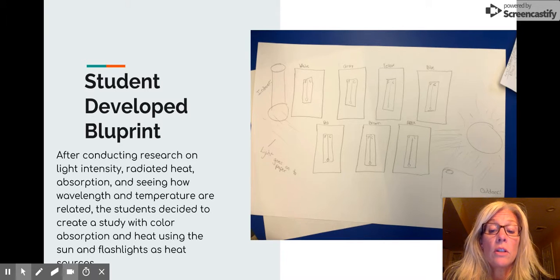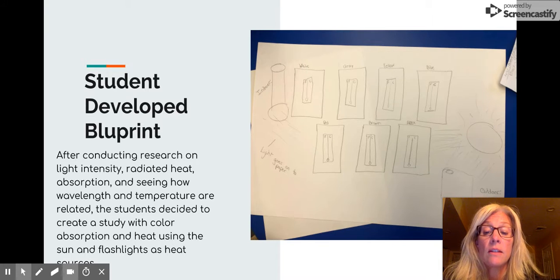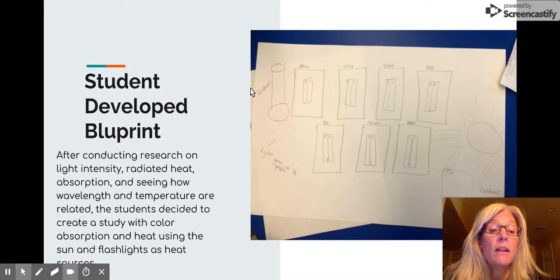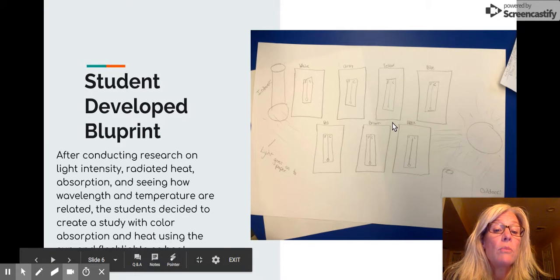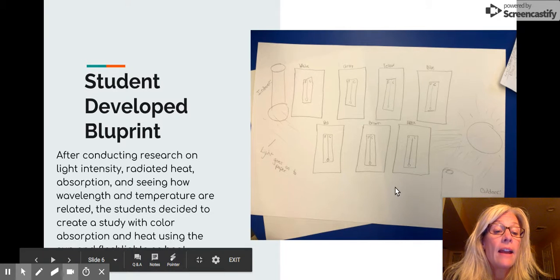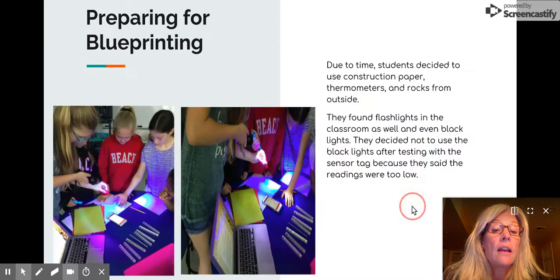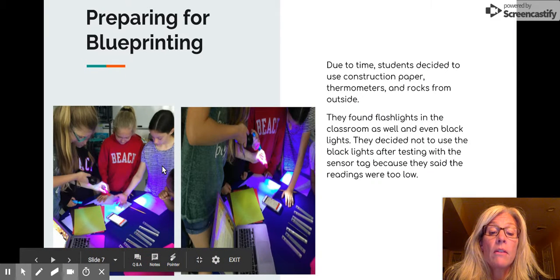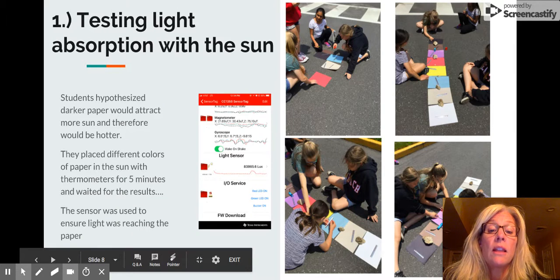And they decided that they were going to use color absorption and heat using the sun and flashlights. So they were able to find some flashlights in my classroom, and they decided that they were also going to go outside and enjoy the beautiful sunshine. They went and gathered paper from our construction bin, and they found the thermometers that I had placed, and also the sensor tag. They did some preliminary work just to decide what they were going to use. They also found some blacklight flashlights and determined they were not going to be able to be used. And then they gathered all the materials and they were ready to go.